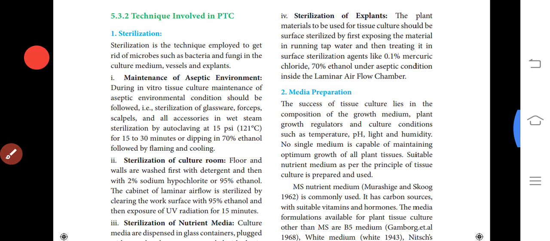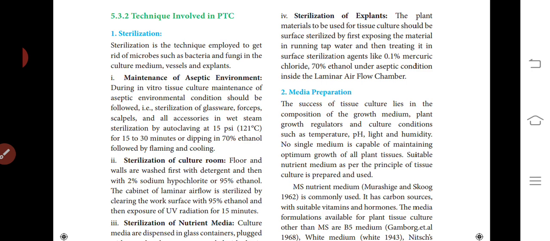First, maintain the aseptic environment. During in vitro tissue culture, aseptic conditions should be followed. Sterilization of glassware, forceps, scalpels and all accessories in wet steam, sterilization by autoclaving at 15 psi for 15 to 30 minutes, or dipping in 70% ethanol, followed by flaming and cooling.